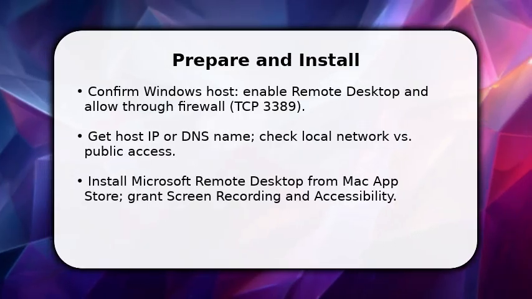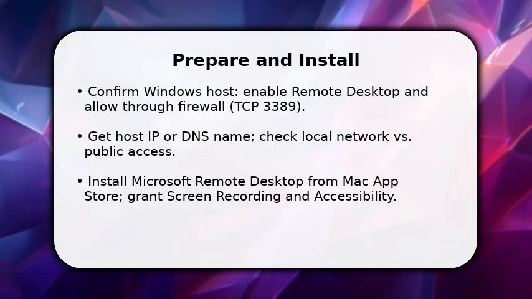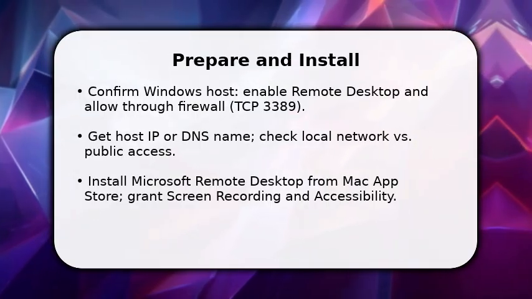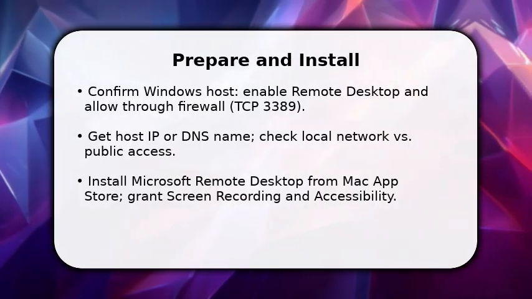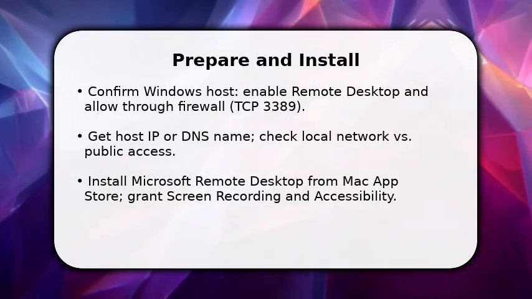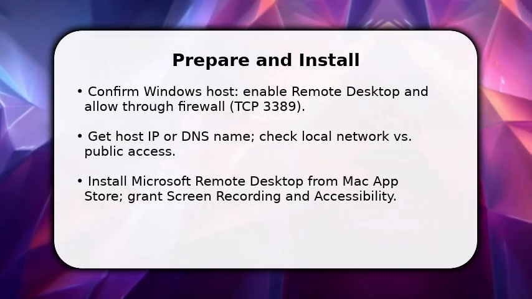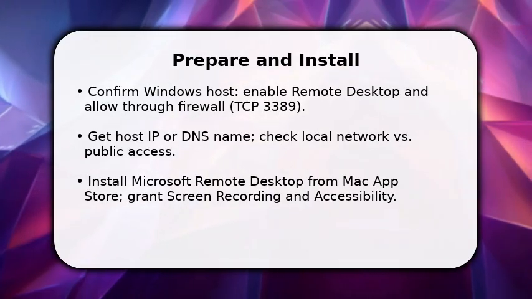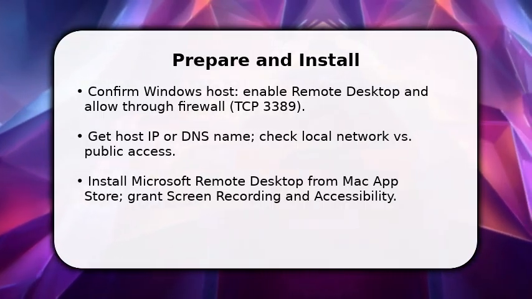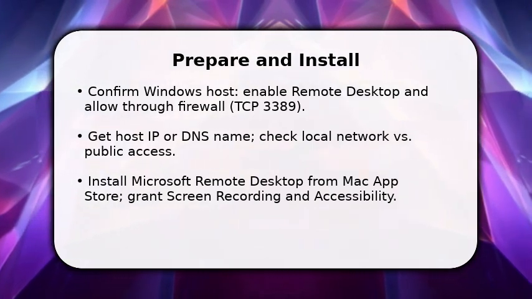You start by preparing both computers. On the Windows machine, enable Remote Desktop and allow TCP 3389 through the firewall so connections can reach it. Once done, note the host IP address or public DNS and confirm whether you're on the same LAN or need port forwarding. On your Mac, open the App Store and install Microsoft Remote Desktop. Then grant the app screen recording and accessibility permissions in system settings so clipboard and controls work properly.